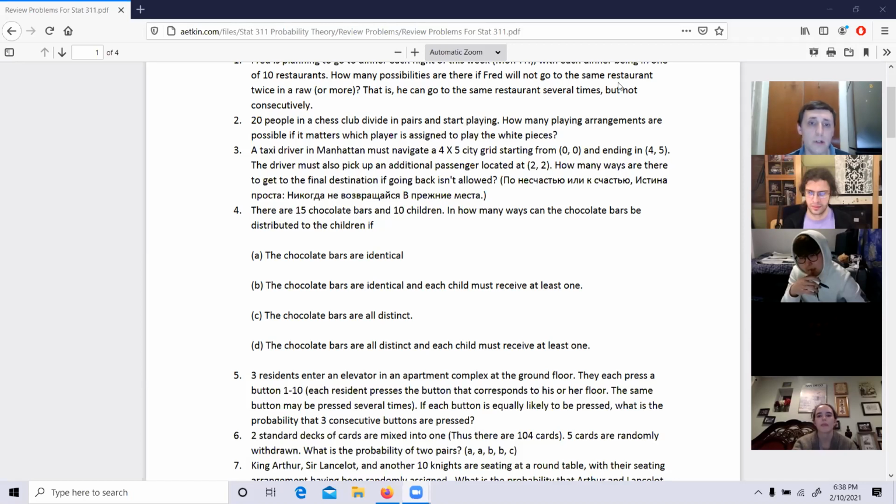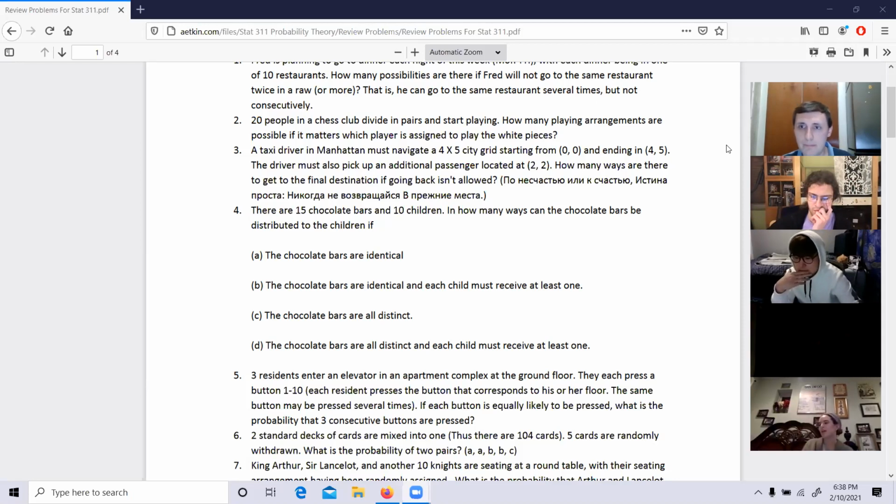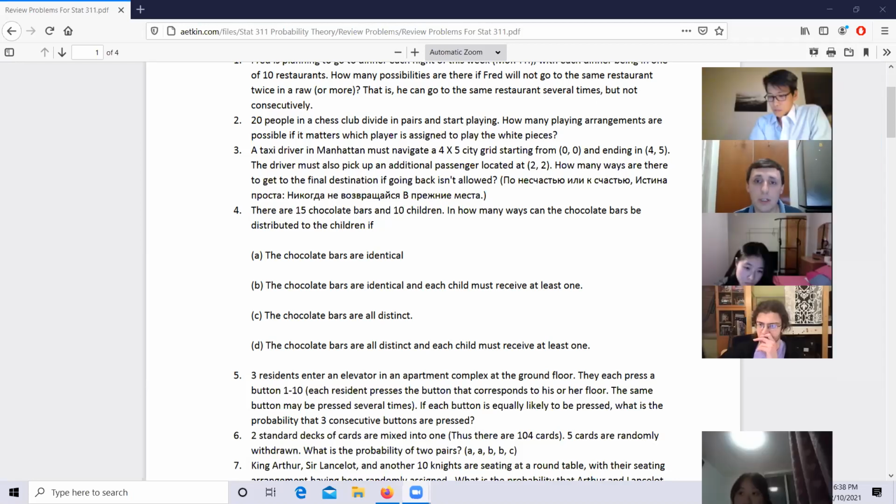All right, some people say 20 factorial divided by 2 factorial, 2 factorial. Some say 20 factorial divided by 10 factorial and multiplied by 2. Let's see. I'll wait a little bit longer and then we solve it together. 2 more minutes.